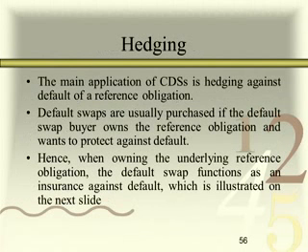The main application of credit derivative securities is hedging against default of a reference obligation. Default swaps are usually purchased if the default swap buyer owns the reference obligation and wants to protect against default. That's the way they're most used.